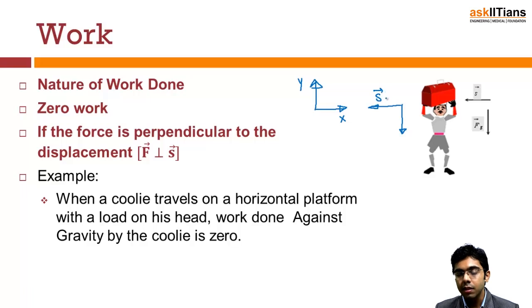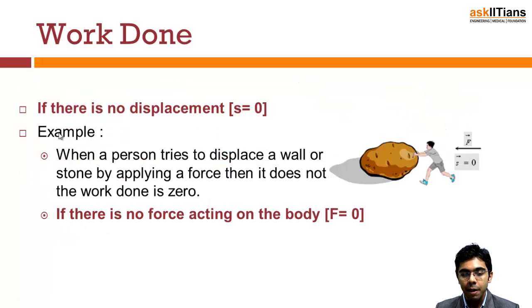This is the direction of displacement, and this is the force of gravity, which is always acting in the vertical downward direction. So what we can see from this is that the angle the gravity force is making with the displacement is 90 degrees. So cos 90 will be 0, and work done comes out to be 0. This is the first case, where the force is perpendicular to the displacement.